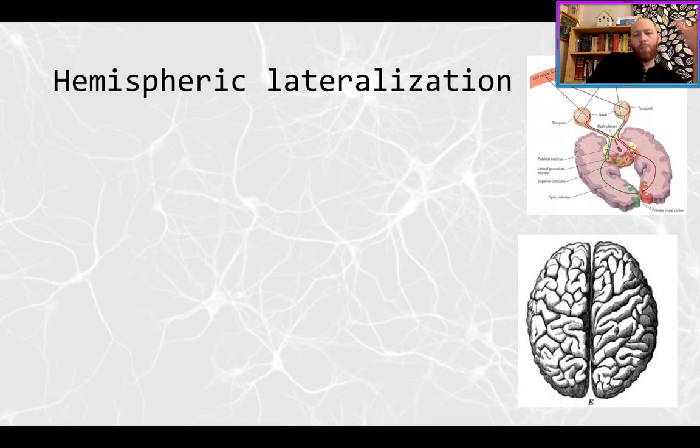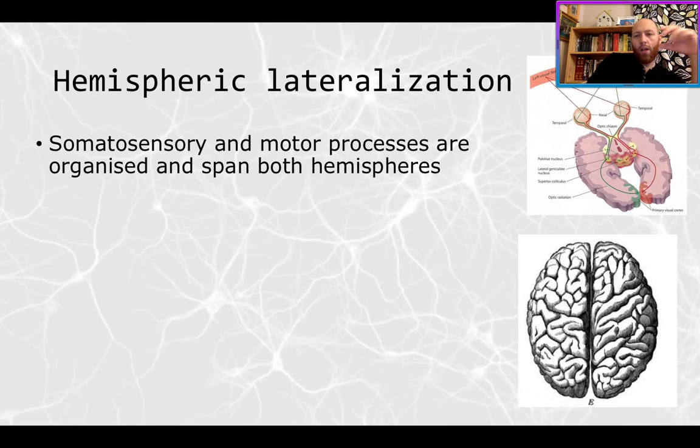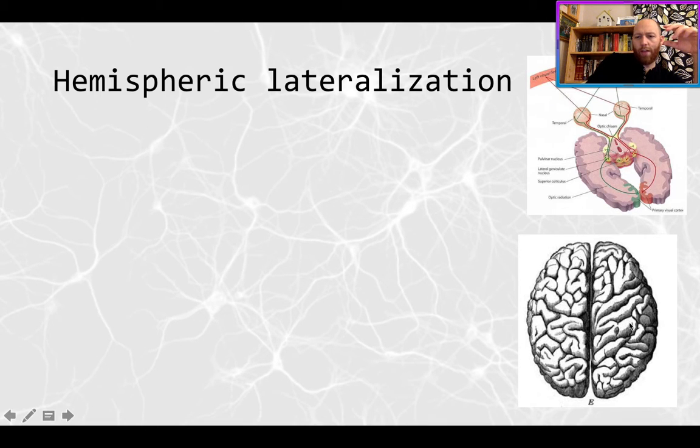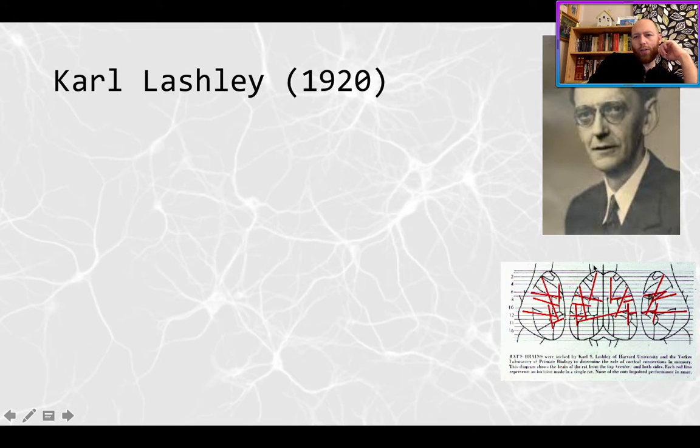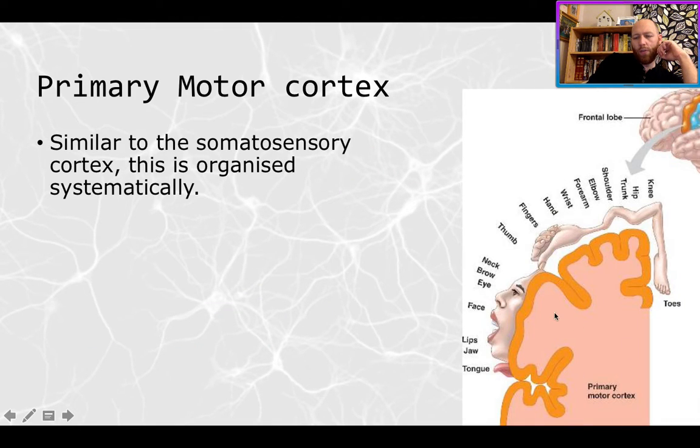Another element to brain organization then is what we call hemispheric lateralization. So we have two hemispheres, the left and the right. Somatosensory and motor processes are organized and span both hemispheres. So we saw that sort of useful little slice through the hemisphere there.